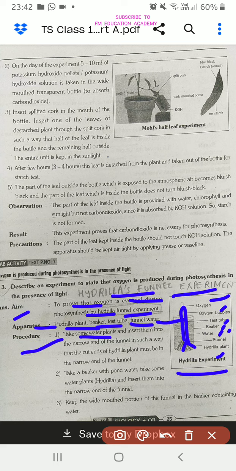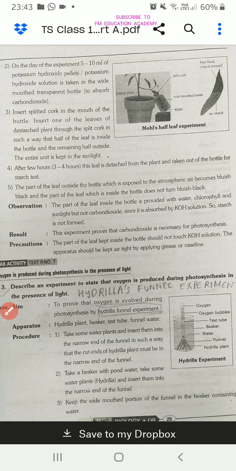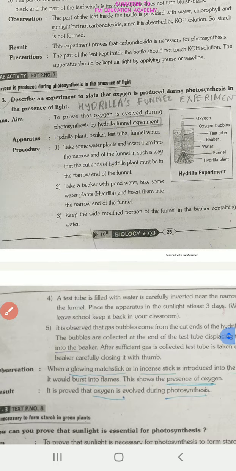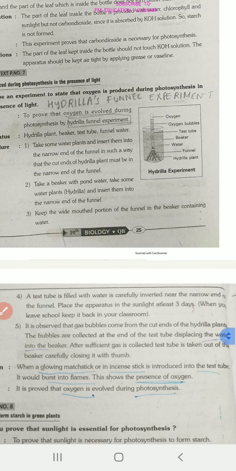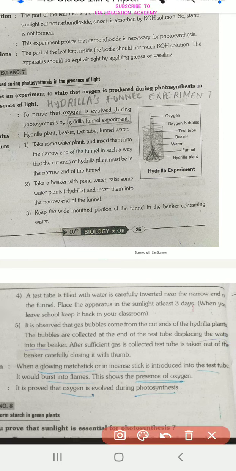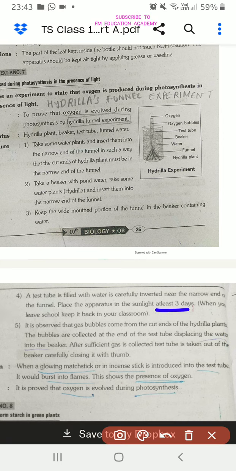Procedure: take some water plants and insert them into the narrow end of the funnel in such a way that the hydrilla plant is in the narrow end of the funnel. Take a beaker with pond water, take some hydrilla and insert it into the narrow end of the funnel. Keep the wide portion of the funnel in the beaker containing water. Then a test tube filled with water is carefully inverted over the narrow end of the funnel. Place the apparatus in sunlight for at least 3 days.